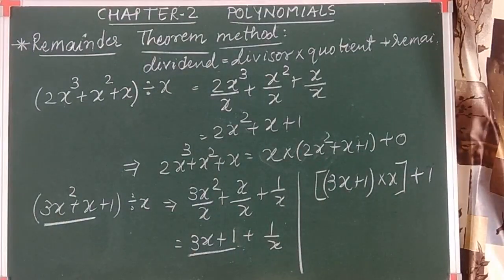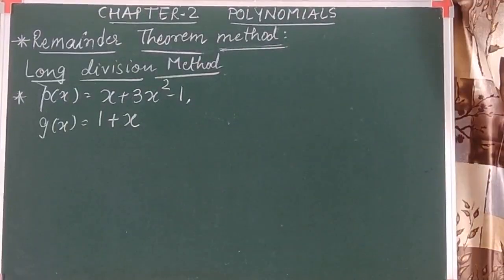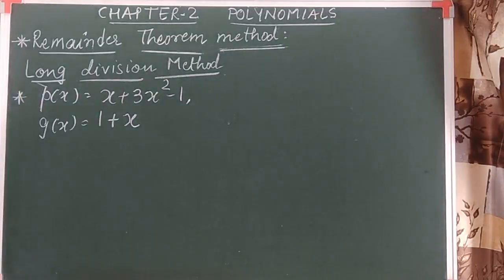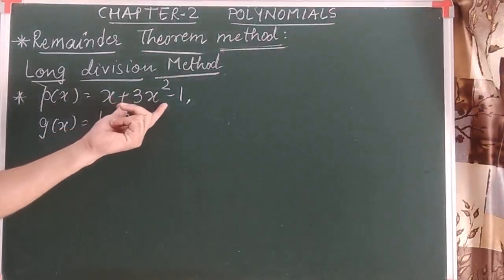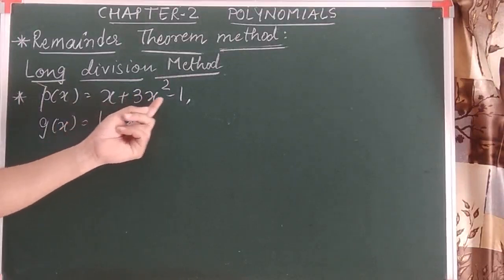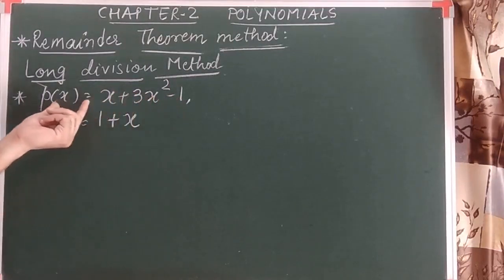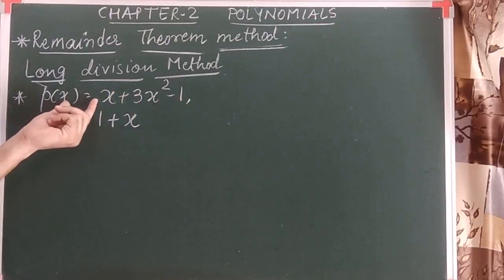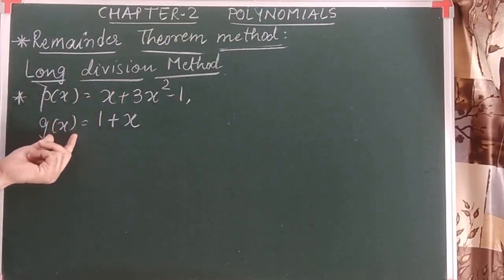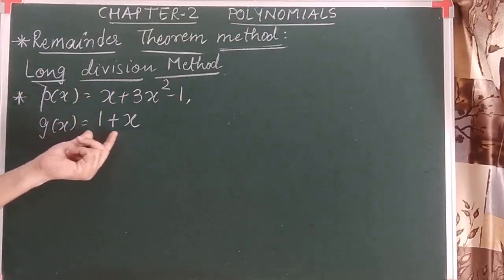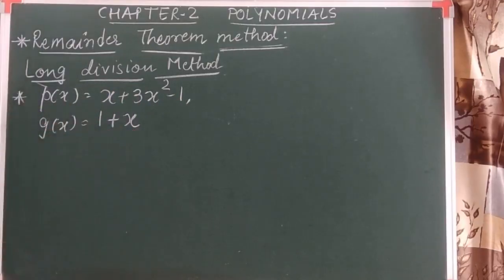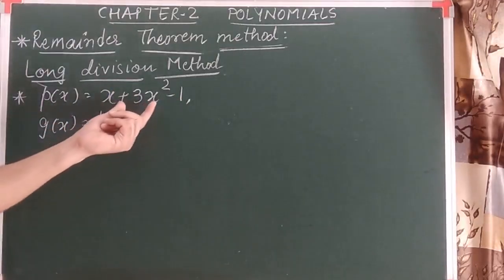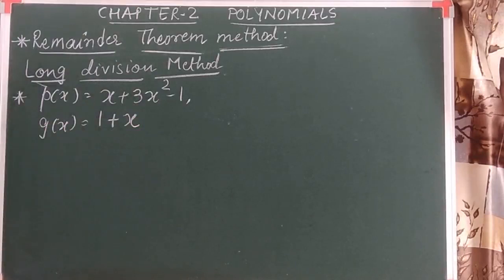Let us do another sum. Let us discuss the long division method. It is a quadratic polynomial: x plus 3x squared minus 1. That is the polynomial we used to call the dividend polynomial. And this is called the divisor polynomial, 1 plus x. We have to divide this polynomial by this polynomial.